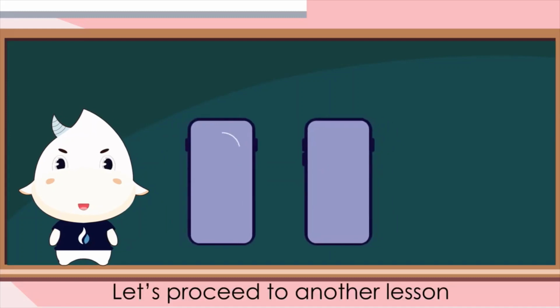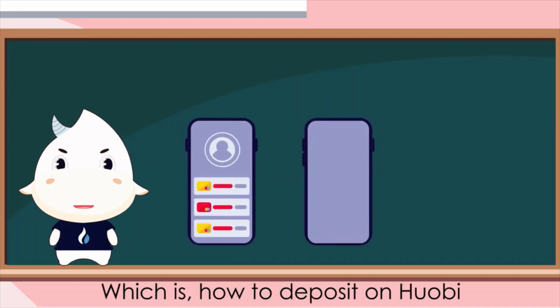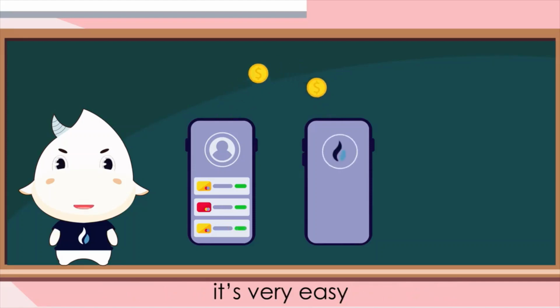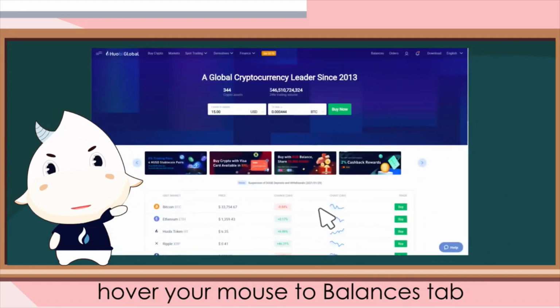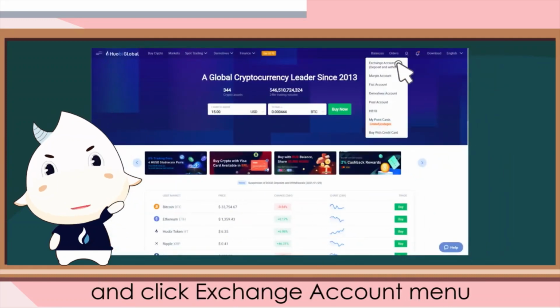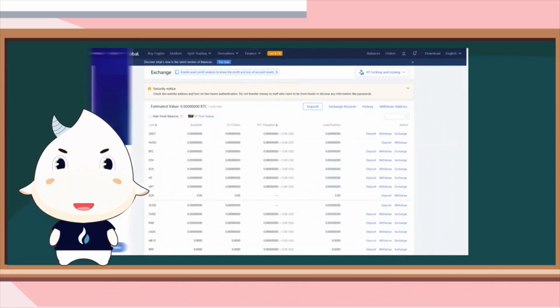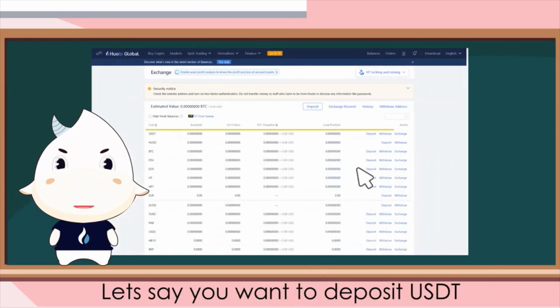Let's proceed to another lesson, which is how to deposit on Huobi. It's very easy. All you need to do is open Huobi page. Hover your mouse to Balances tab, and click Exchange Account menu. Let's say you want to deposit USDT.